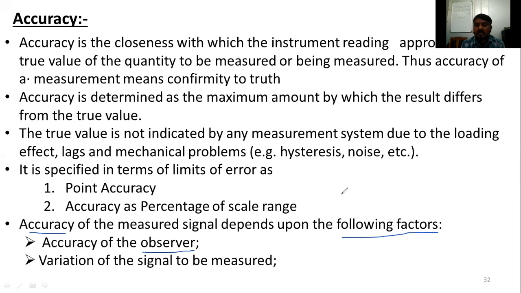And another one is variation of the signal to be measured. If the signal is varying continuously, it will not give the accuracy over there. It should be static characteristics. Then only we can measure the accuracy. If it is varying, it is dynamic characteristics, then it is not possible. It is varying with time also. So the accuracy depends upon these two factors. Is it clear?